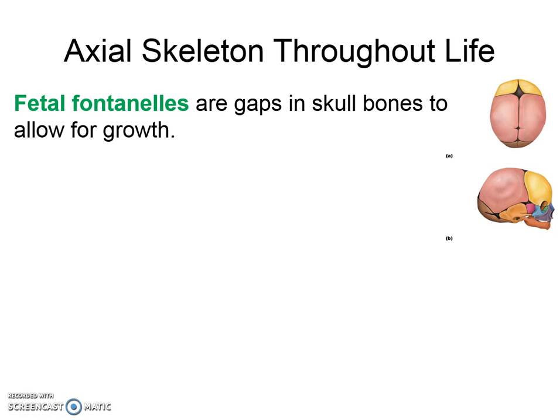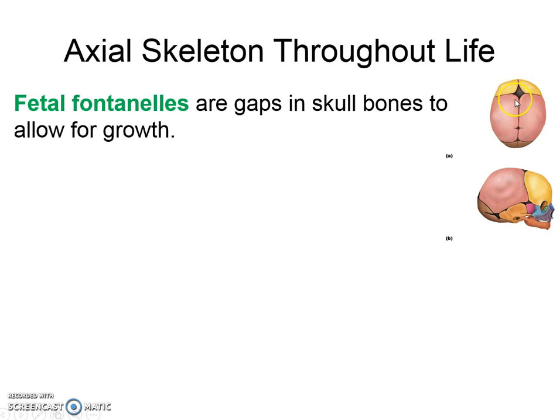Now let's take a look at the axial skeleton throughout life. So the axial skeleton does make some small changes as you grow. You might know that when babies are born, they have the soft spot. What the soft spot is, it's a location right here and in other areas, where the skull bones have not come together yet. They haven't fused together. And so you're left with these openings, and that's where the soft spot is.